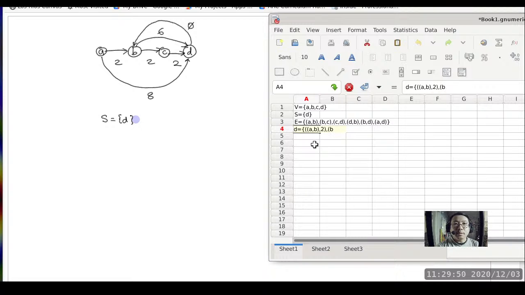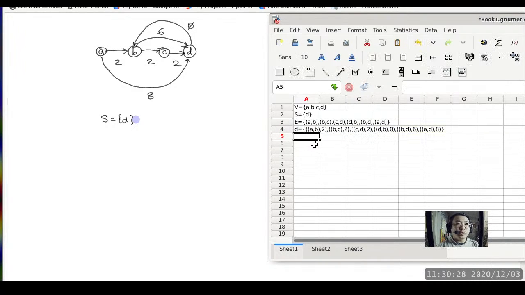BC is the edge, it has a distance of 2. CD is an edge, it also has a distance of 2. DB is our edge, it has a distance of 0. And then BD is our edge, it has a distance of 6. And then AD is our edge, it has a distance of 8. So I'm converting the graph so that I can just use set notations to represent everything.